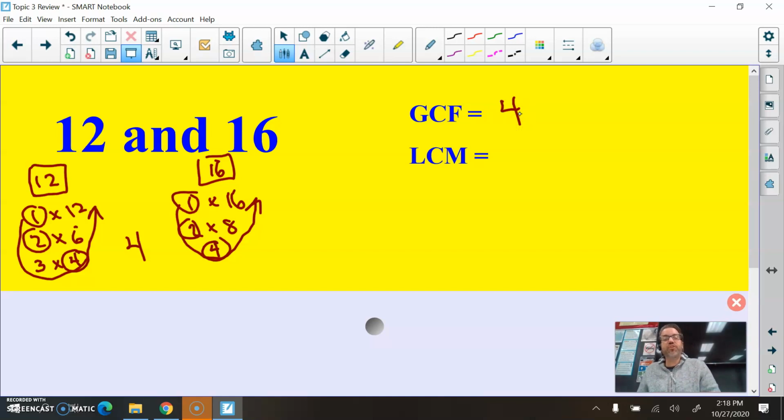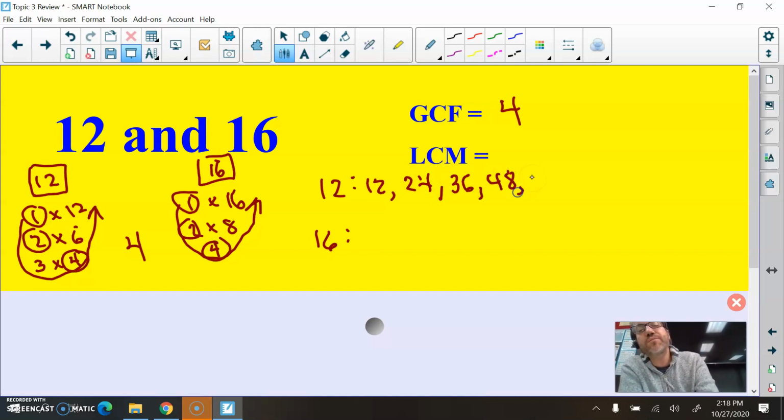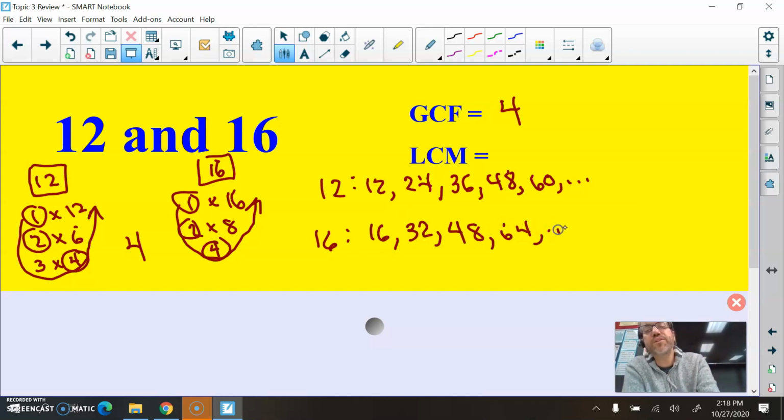Now, to find least common multiple, we do that a little bit differently because we have to list out multiples of 12 and 16. Multiples are what you get when you multiply the number by 1, by 2, and so on. And so 12 times 1 is 12, 12 times 2 is 24, 12 times 3 is 36, times 4 is 48, times 5 is 60, and we can keep going forever. It's what you're basically counting by this number, 12, 24, 36. 16, I can do the same thing, 16, 32, 48, 64, and so on and so forth.